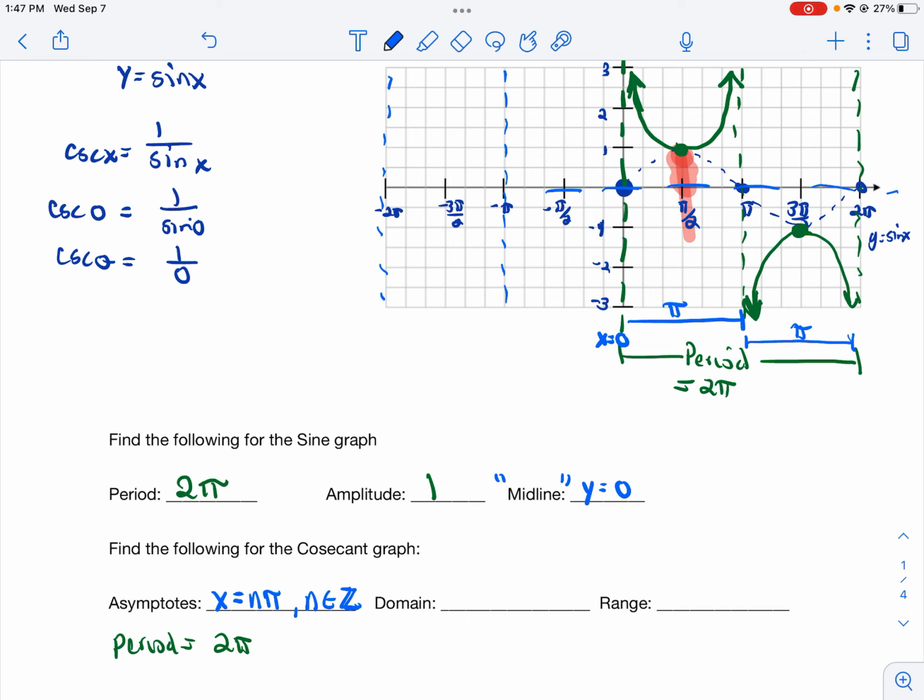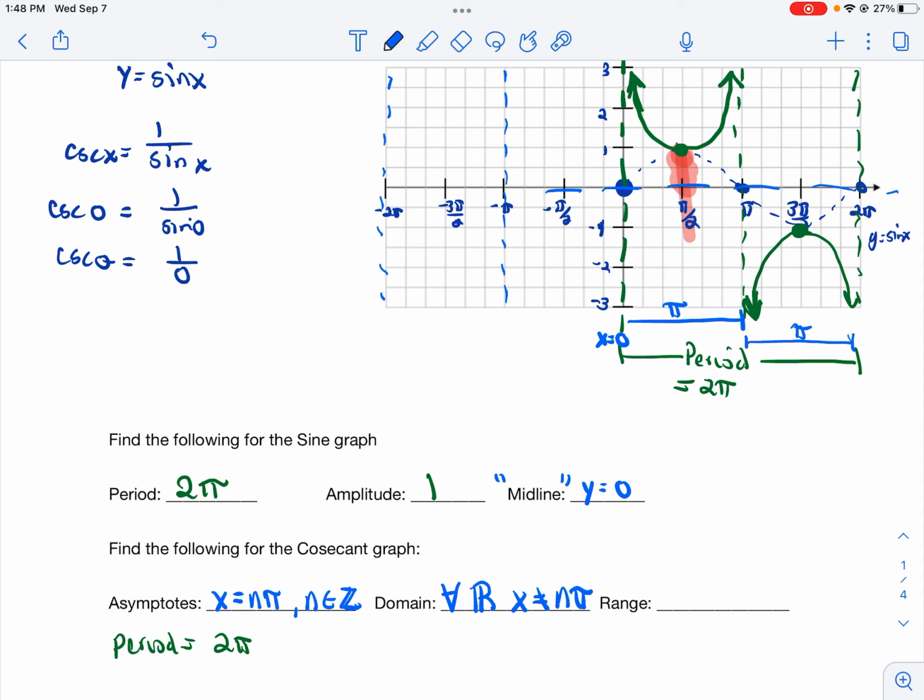Now the domain is also a little challenging because it's all real numbers except for everywhere I have those asymptotes. And everywhere I have those asymptotes, I'm looking at the equation of my asymptotes. So for our domain, we'll say all real numbers, where x is not equal to, and then just copy down your equation of your asymptotes. So it's wherever we don't have asymptotes is our domain.